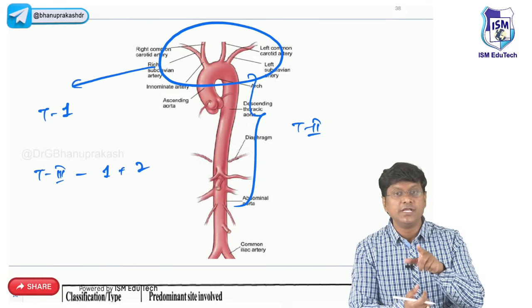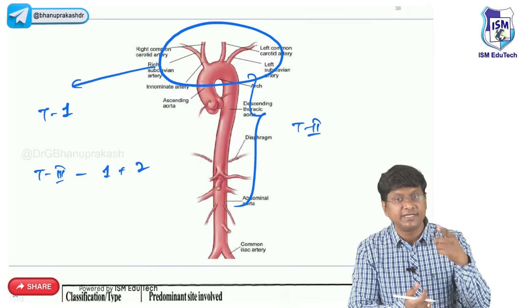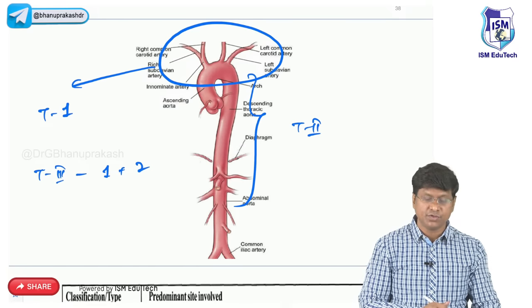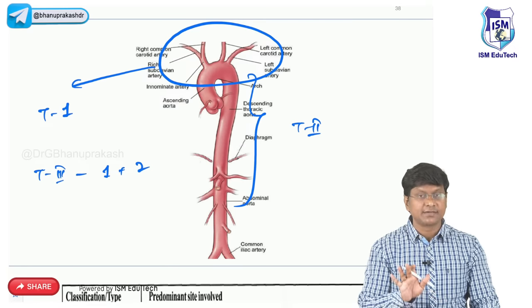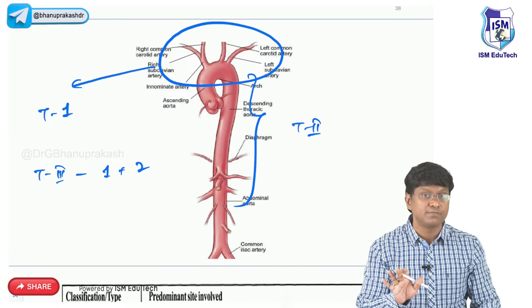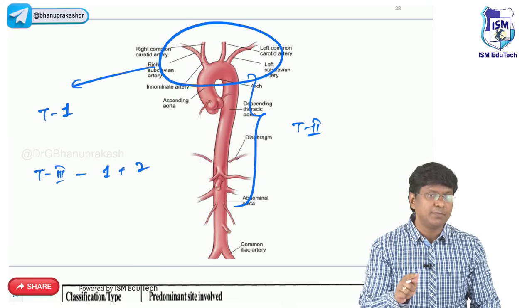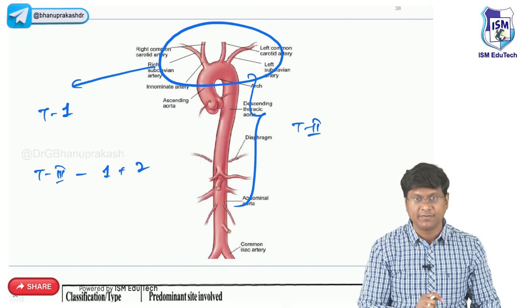Whereas in type 4, you have the pulmonary artery involvement, and in type 5, you have the involvement of the coronary arteries, right? So these are the various forms of Takayasu. But the most common form of Takayasu in India will be type 3.